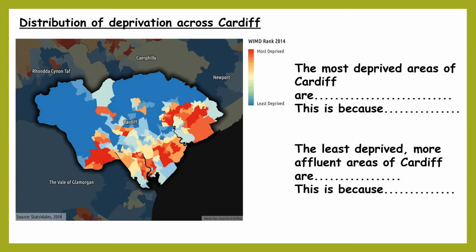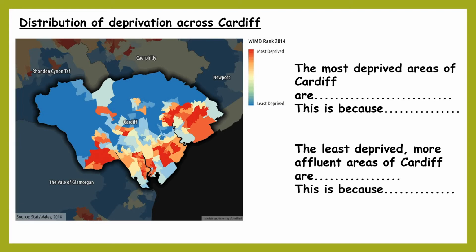Okay, so this is what we call an economic indicator map. We're looking purely at which areas of Cardiff do people make the most money in. The south and southeast is super deprived, less money. North and the west is less deprived. People there are making more money.